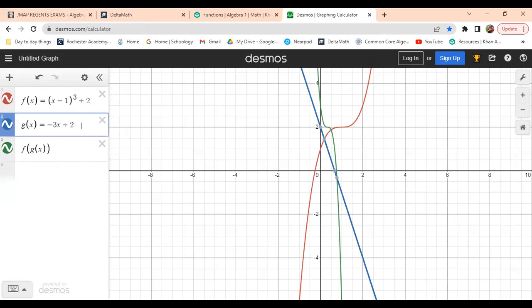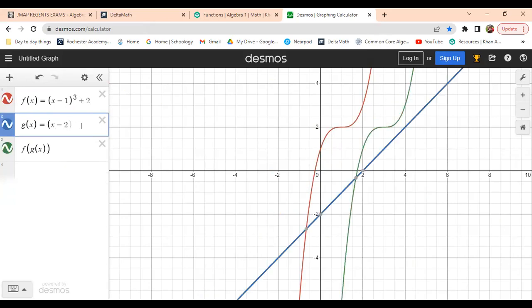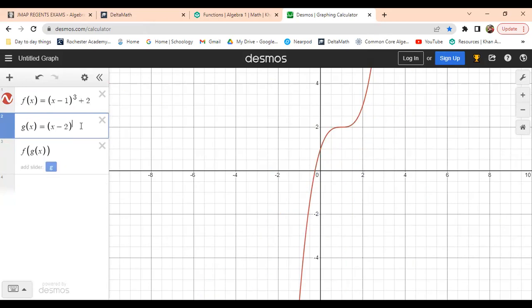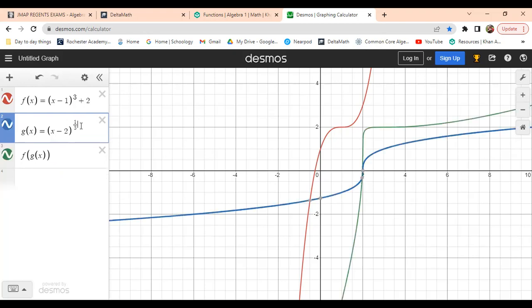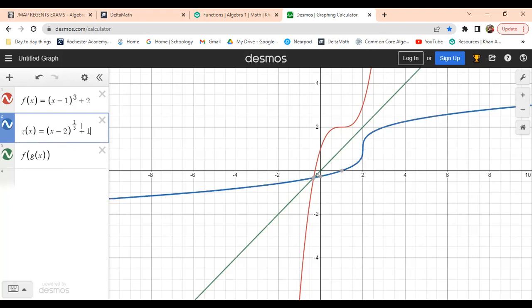And now I'm going to take this one and enter the inverse. So this is the cube root of x minus 2. Now I'm going to use a rational exponent instead. So this is going to be (x minus 2) in parentheses raised to the 1/3 power. And then I add 1 to it. And notice, the red one is the function. The blue one is the inverse function.